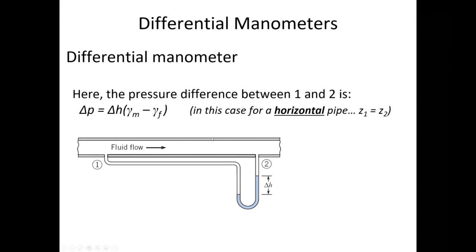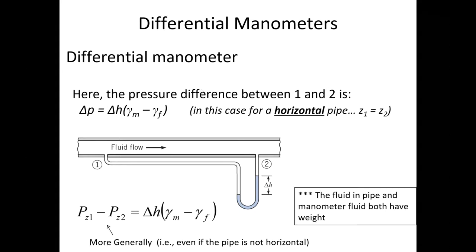And so it can be a liquid, it can be a gas. And this equation that we have here for delta P is only true if it's a horizontal pipe. We'll look at a more generalized equation in a moment that's true even if the pipe is inclined. But if it's horizontal, things are pretty simplified. More generally, if it's not horizontal, then we can use this equation for the piezometric pressure. I briefly introduced the idea of piezometric pressure in a previous class. Piezometric pressure P sub Z is the pressure plus gamma times Z at a certain location.